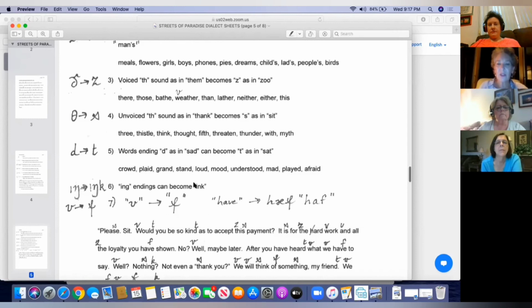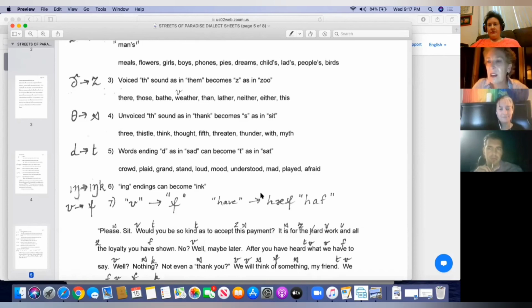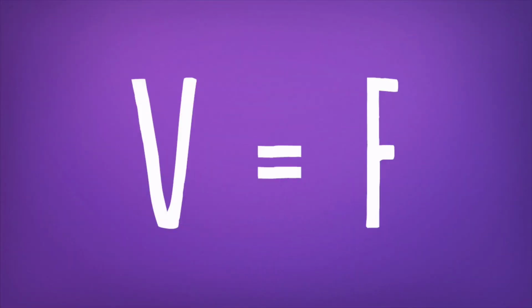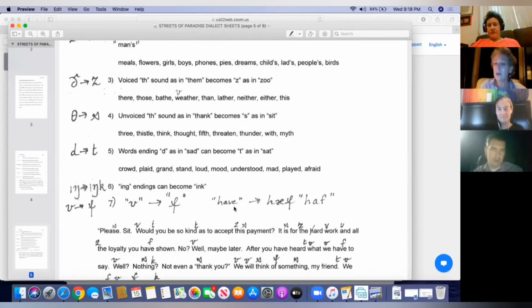Sort of iffy one. You don't have to do this, but sometimes it's fun: ing words, instead of in, can end in ink, especially if they are at the end of a sentence. So I am sinking. You can say I am sinking. The V sound at the end of a word or phrase can be F. So I have to go.